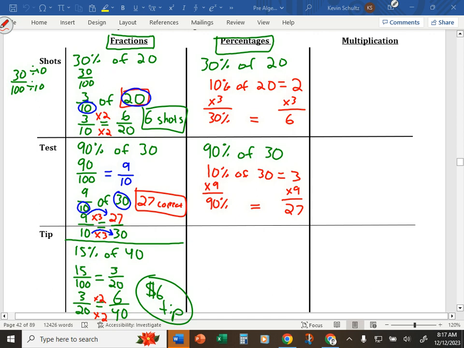What do you mean? You don't have to show your work? Yes, you have to show your work. I have to see that you understand why you're doing 3 times 9 and why you're doing 2 times.